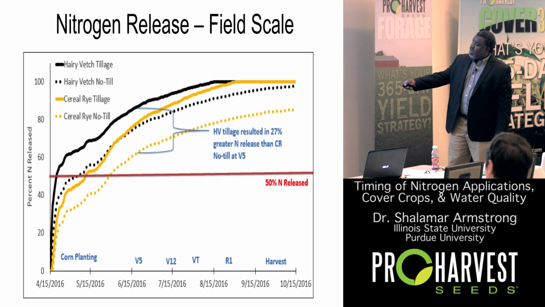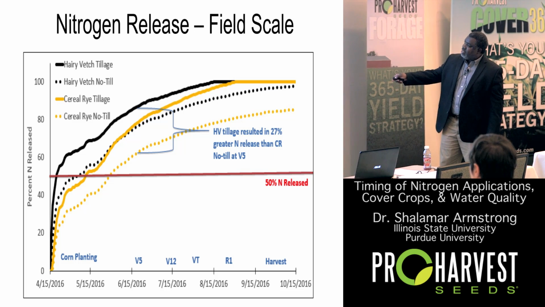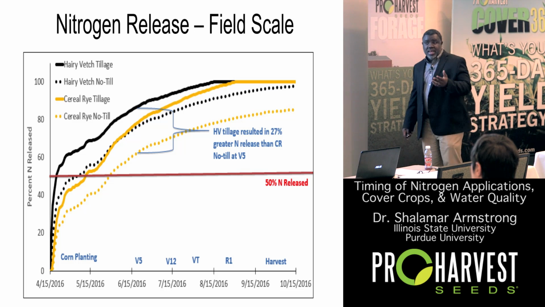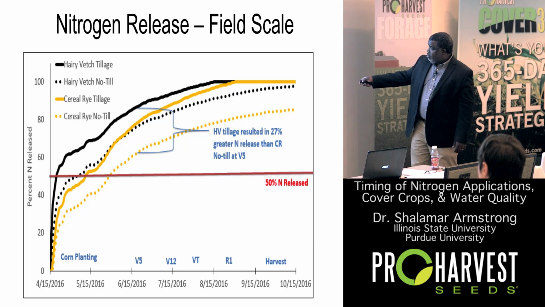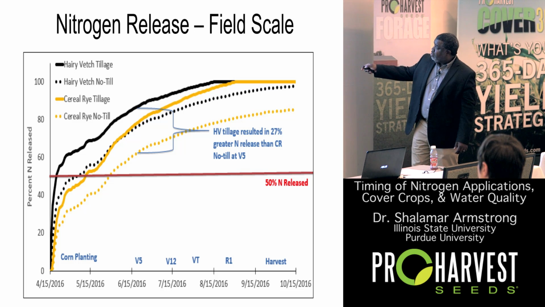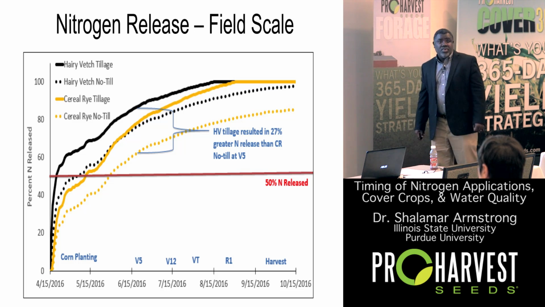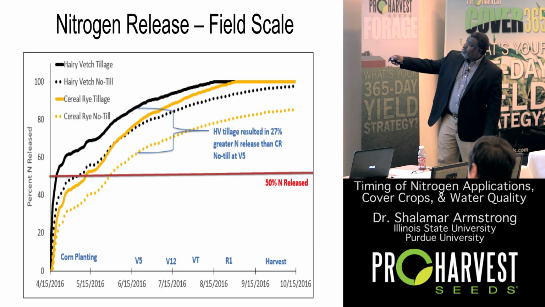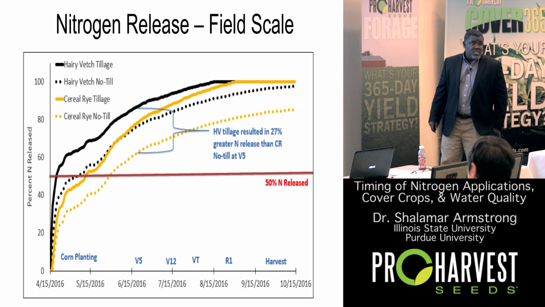So by, let's say, V6, you're getting over 50% of the nitrogen return from the cereal rye and hairy vetch. By VT, you're getting a range of 75 to almost 100% return. If you look just at the cereal rye, 75 to maybe 90% return.